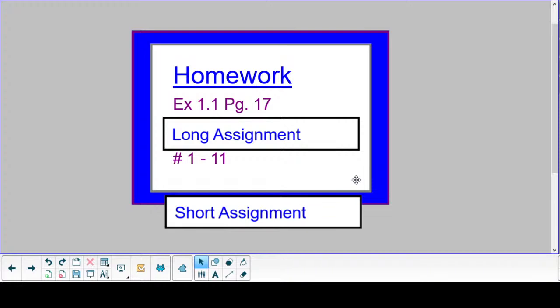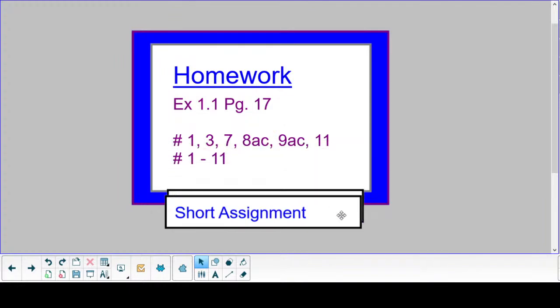What was the long assignment? I need to know. Yeah, I'm kind of curious too. It's like three questions. Oh my god, yeah, it so is. Dang it. I'll do it. Right. Questions with multiple parts: 1, 3, 7, 8AC, 9AC, and 11. So it was shorter. No, it's longer. What makes it longer? It could be bigger questions.